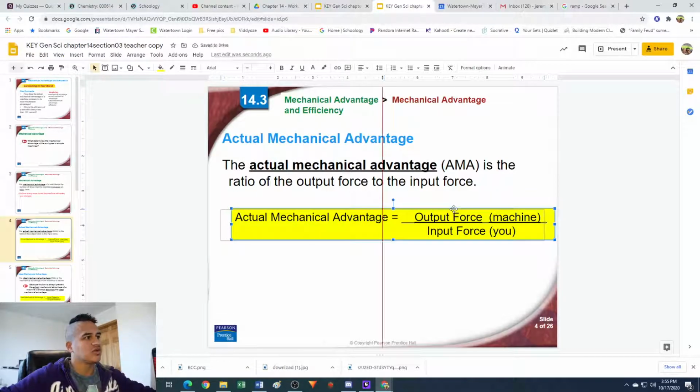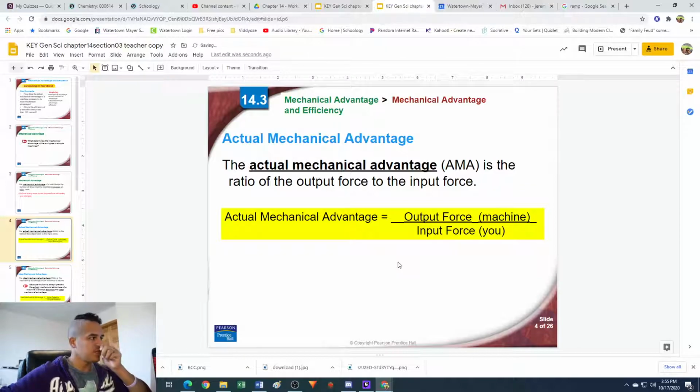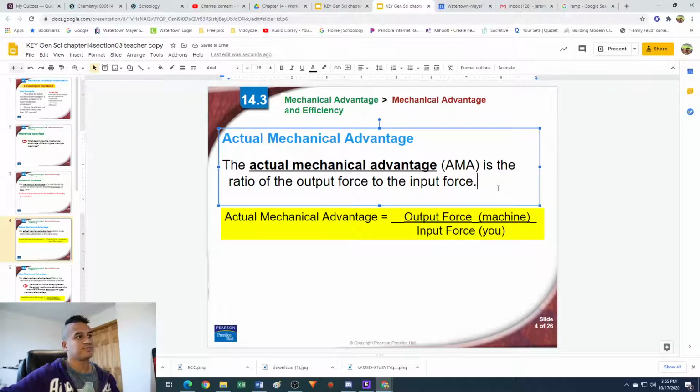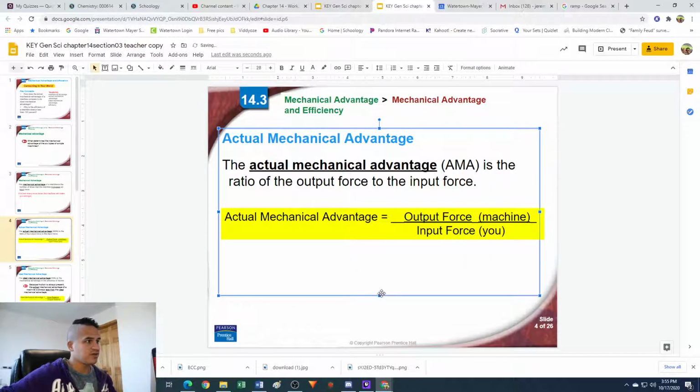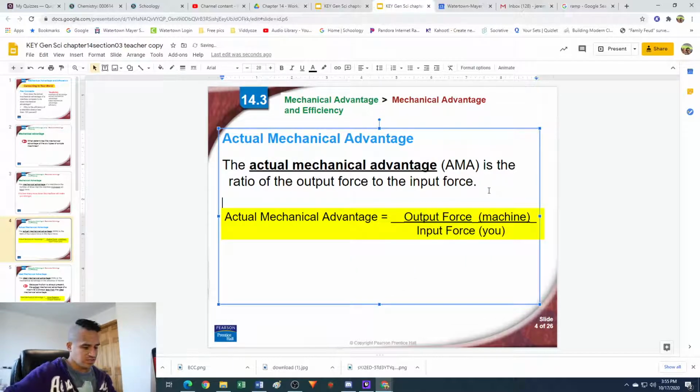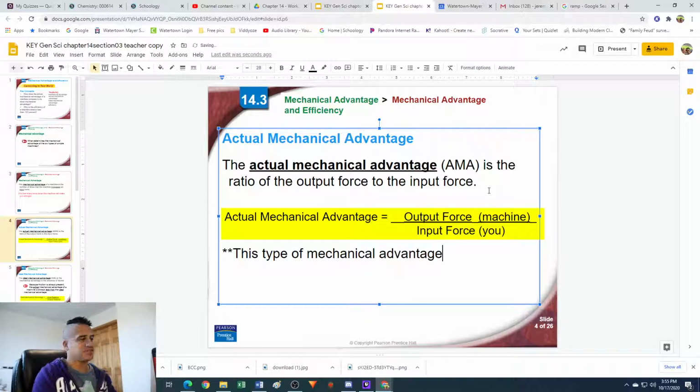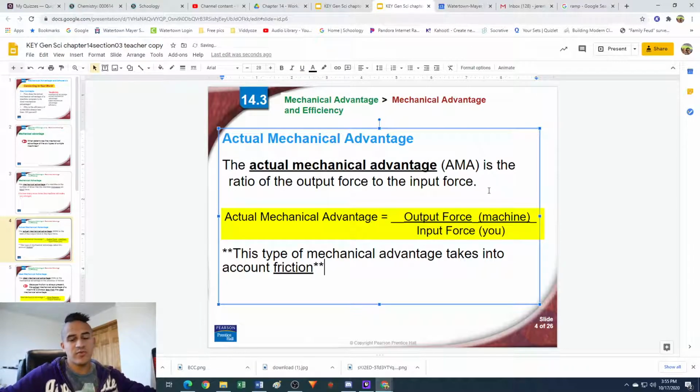Now, why is this called actual mechanical advantage? This type of mechanical advantage, and there's 2 types, okay? We'll talk about the second type in a second. But this type of mechanical advantage takes into account friction, okay? This type of mechanical advantage takes into account friction.